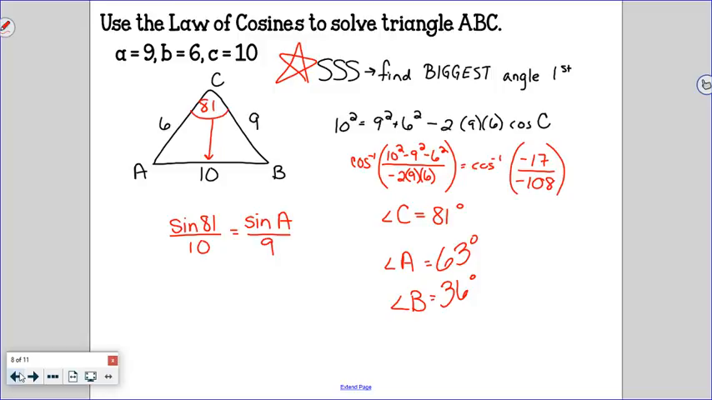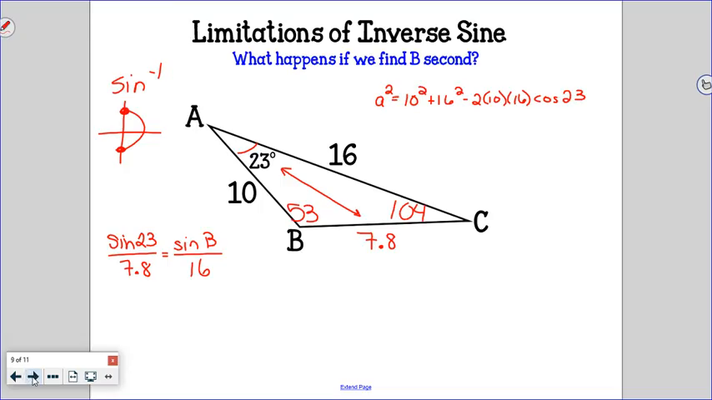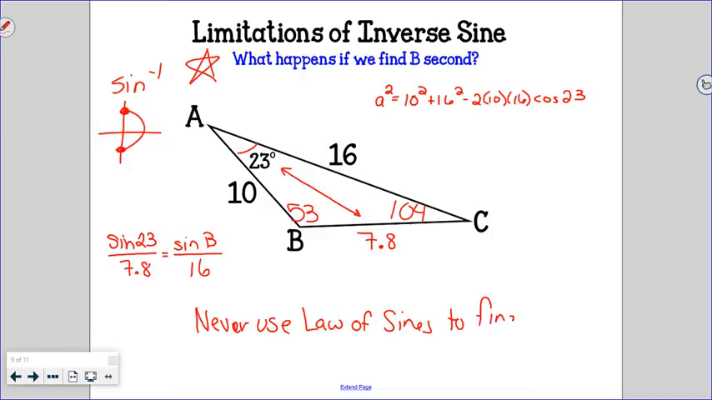That way, if it happens to be an obtuse angle, cosines can give you an obtuse angle. And you don't have to worry about anything else moving forward. You can flip to law of sines, no problem. This is kind of a special case. All I'm going to say is never use law of sines to find your biggest angle. Yep, this one would have been 127.